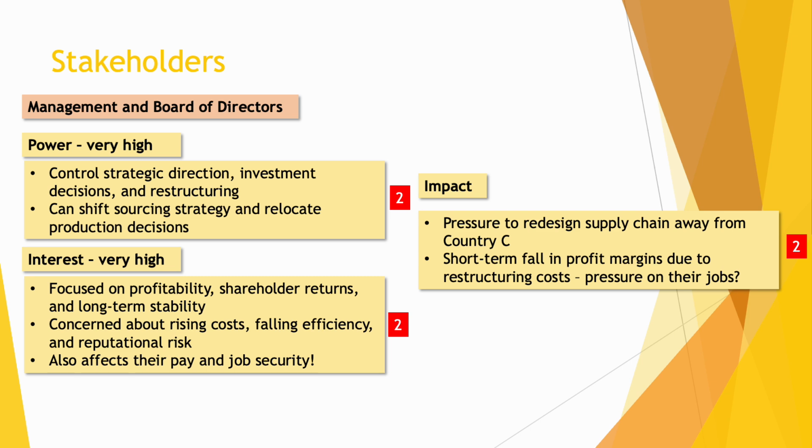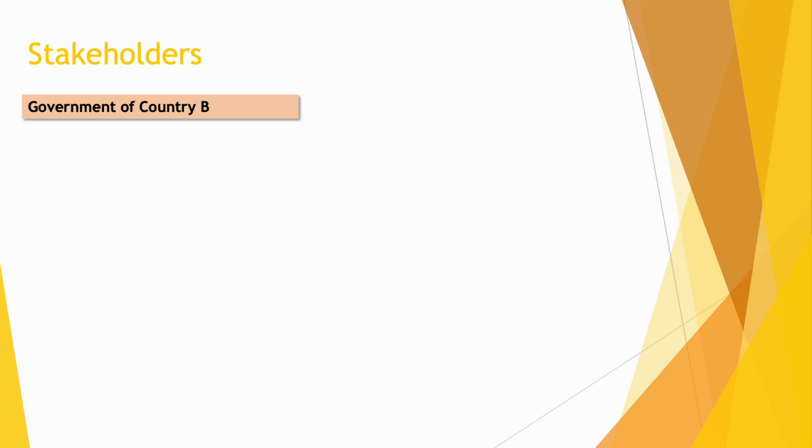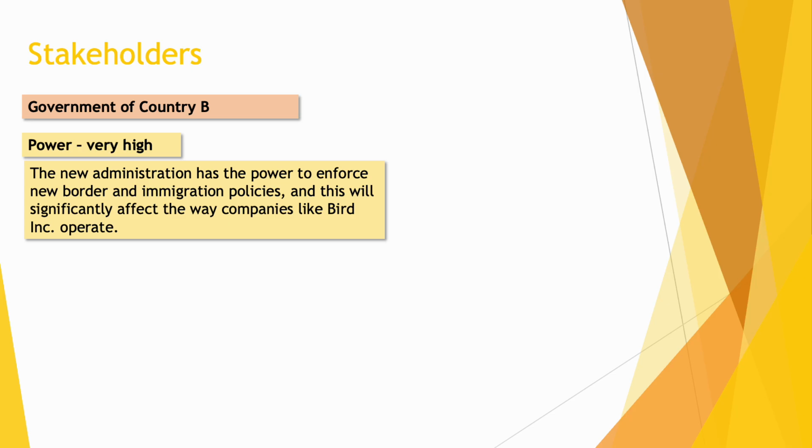Next up, we have the government of country B. Okay, so the government of our home country. Now, their power in this situation is going to be very, very high again indeed. They have the power to enforce the new border and the immigration policies. So Bird Inc. is just going to have to run with that. Okay, so they have immense control to a degree over Bird's activities because they can cause this kind of blocker, if you like, in the border that they rely on.